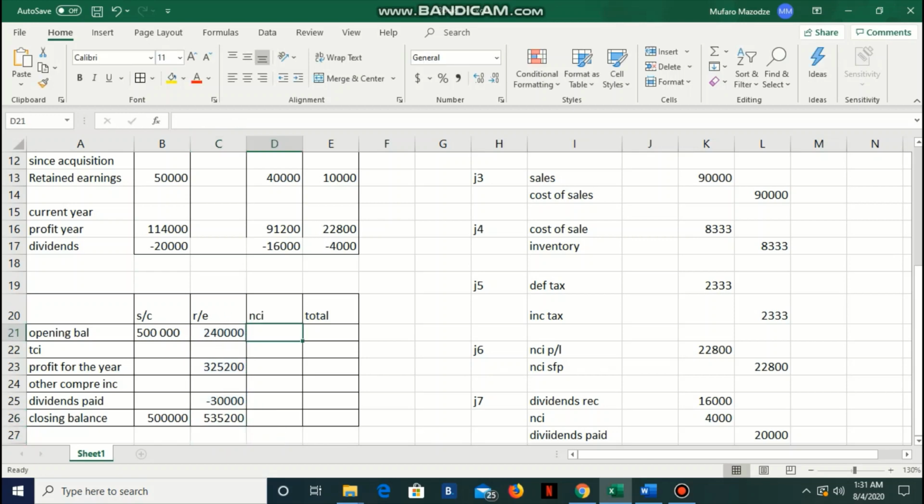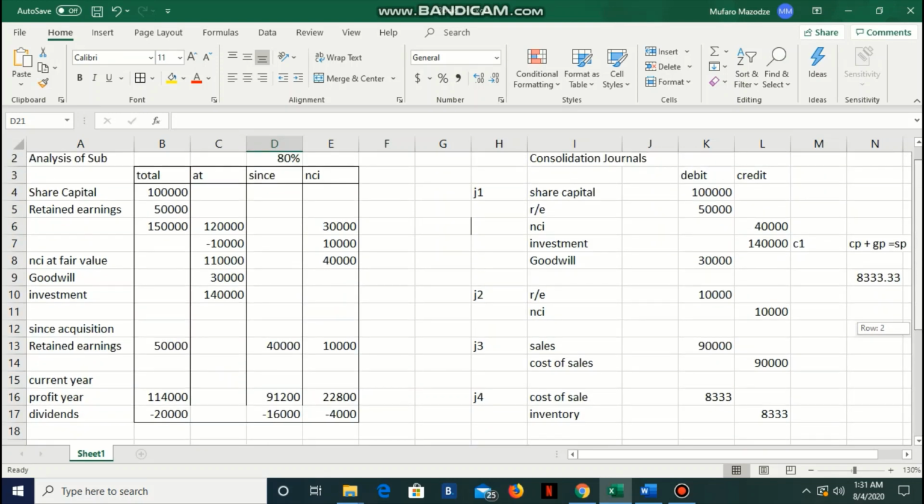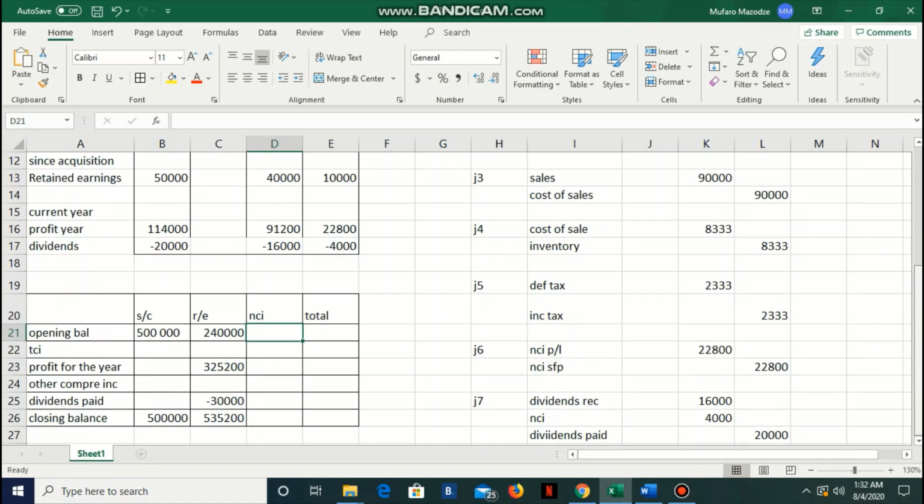And then in the NCI column, you literally jot down everything from the NCI column. This 40,000 and that 10,000 constitutes your opening balance for your non-controlling interest, and this profit for the year goes under the non-controlling interest in your consolidated statement of changes in equity. And this 4,000 dividends paid, literally that's how you know.